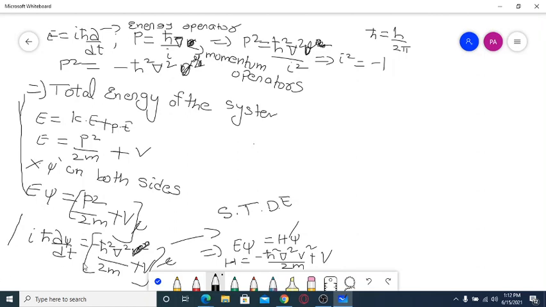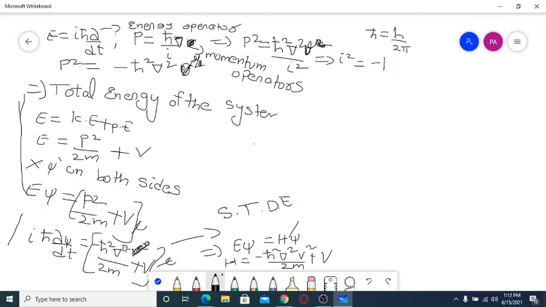Now this is the Schrodinger time dependent equation. Or else we can just write this as E psi is equal to H psi, where H is nothing but minus h bar square del square by 2m plus V. Now this is what we actually obtain as the Schrodinger time dependent equation.